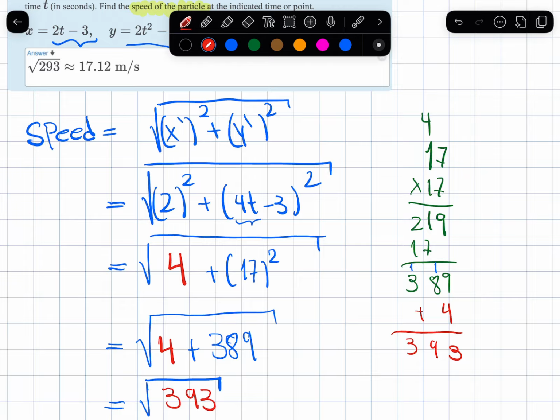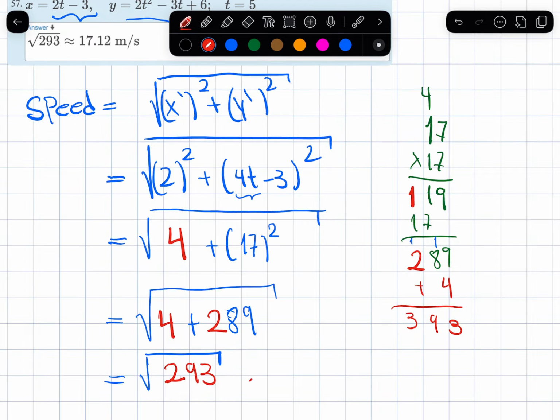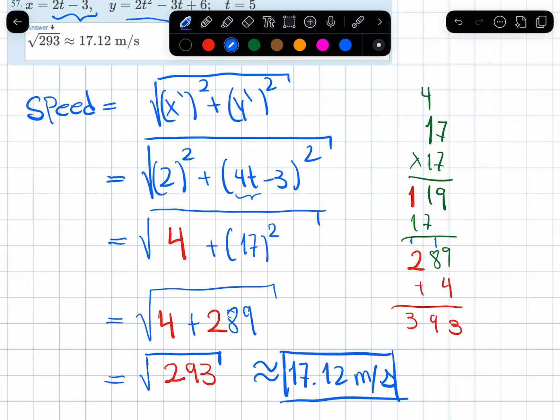Where is it? Oh, yes, this. This is a 1. This is a 2. So this is a 2 and a 2. Yeah, sorry about those mistakes there. And that should be approximately equal to 17.12 meters per second. So that should be the correct speed.